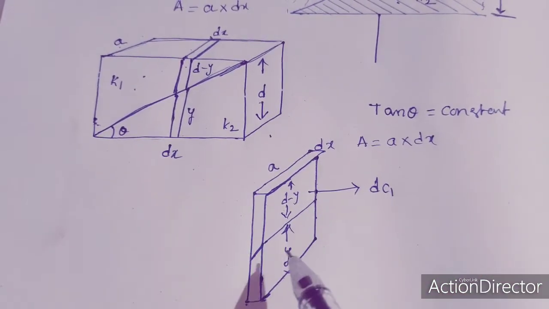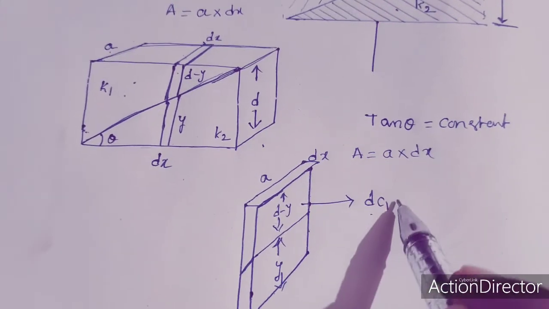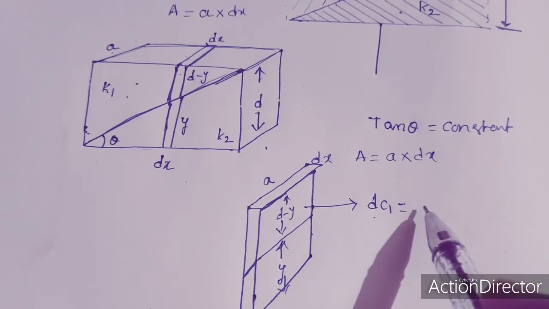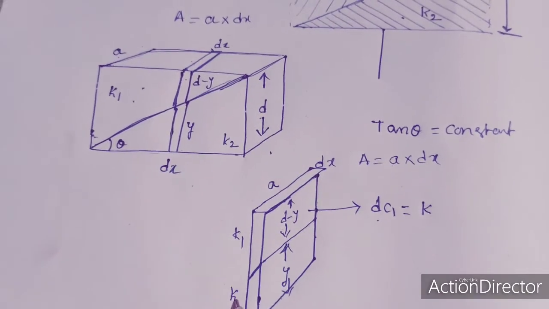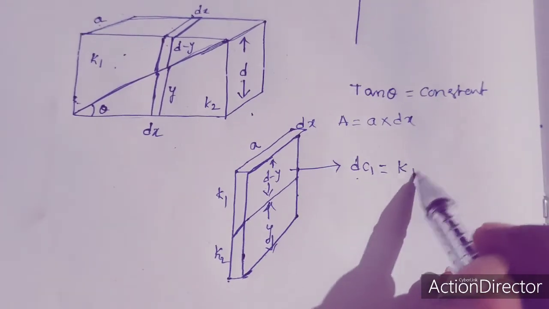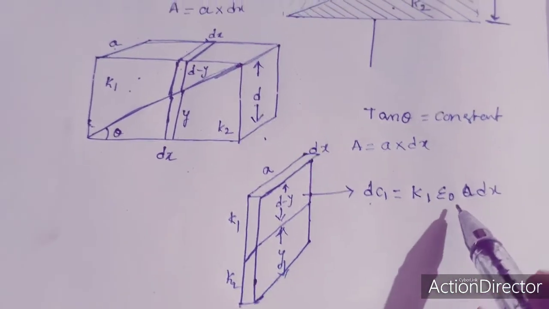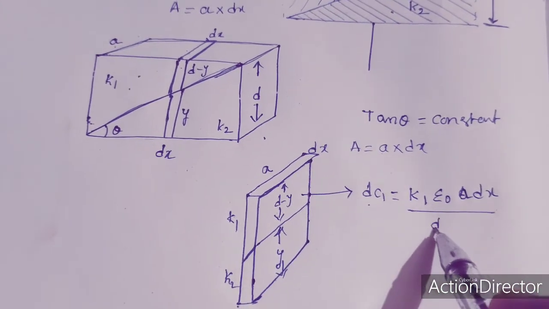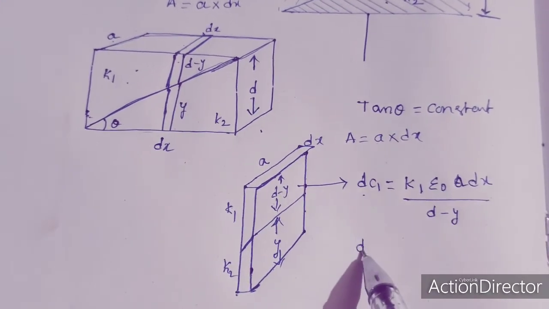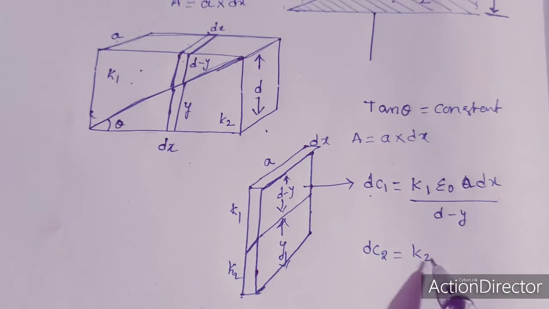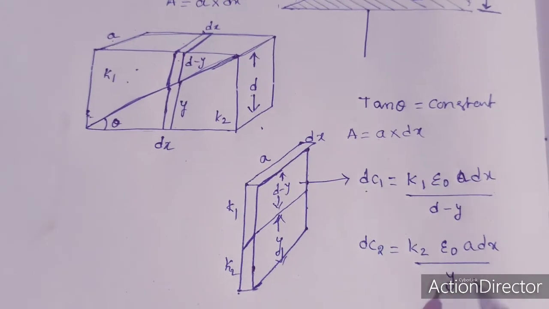It is one small plate. Along the dx direction we can calculate dC1 equal to how much? What is the dielectric constant for this medium? K1, and for the second one K2. K1 epsilon naught A, the value is A into dx divided by d minus y. Next we can identify dC2 equal to K2 epsilon naught A dx divided by y.